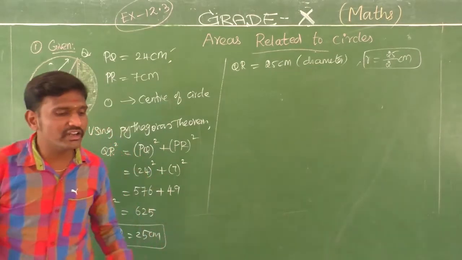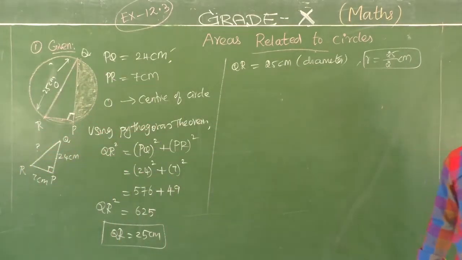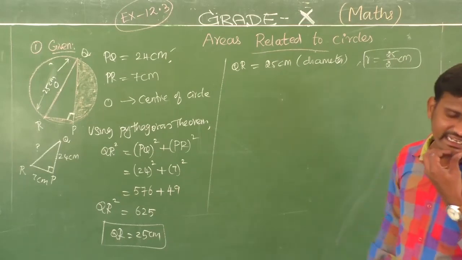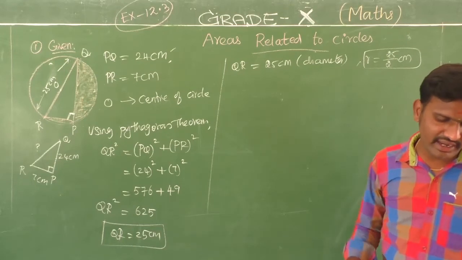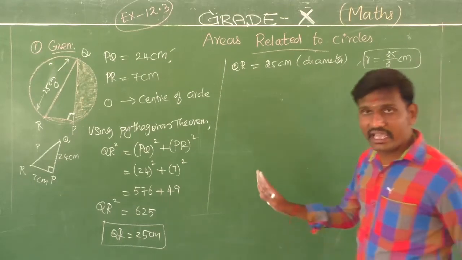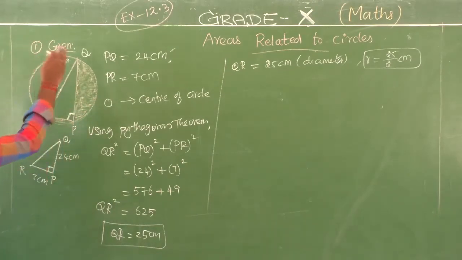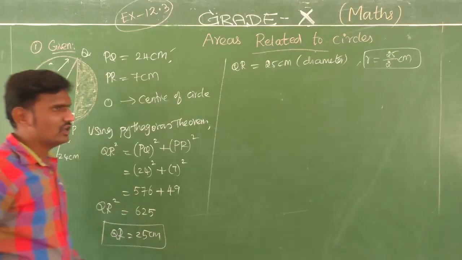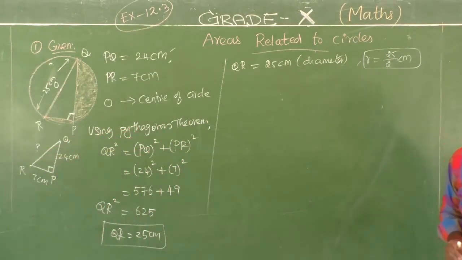Let us come to our question. What is the question asking you? Find the area of the shaded region. So for that, what are we going to do? The area of the shaded portion, this and that one. Yes, students. So I have the area of a circle, and inside the circle I have one triangle. So how to do this?